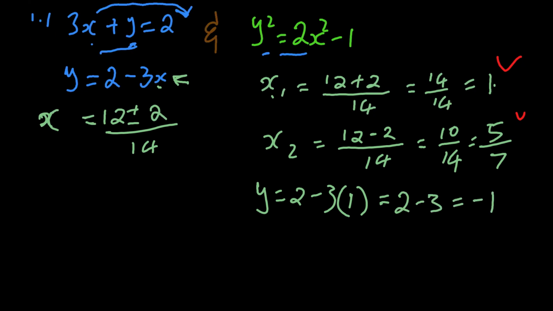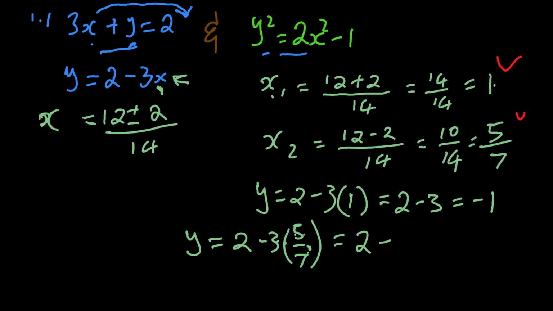Another value of y would be y is equal to 2, and now we need to insert this one, minus 3 times 5 over 7. Remember, we're inserting this value here. So it's equal to 2 minus, and you'll say 3 times 5, which will give you 15, over 7.